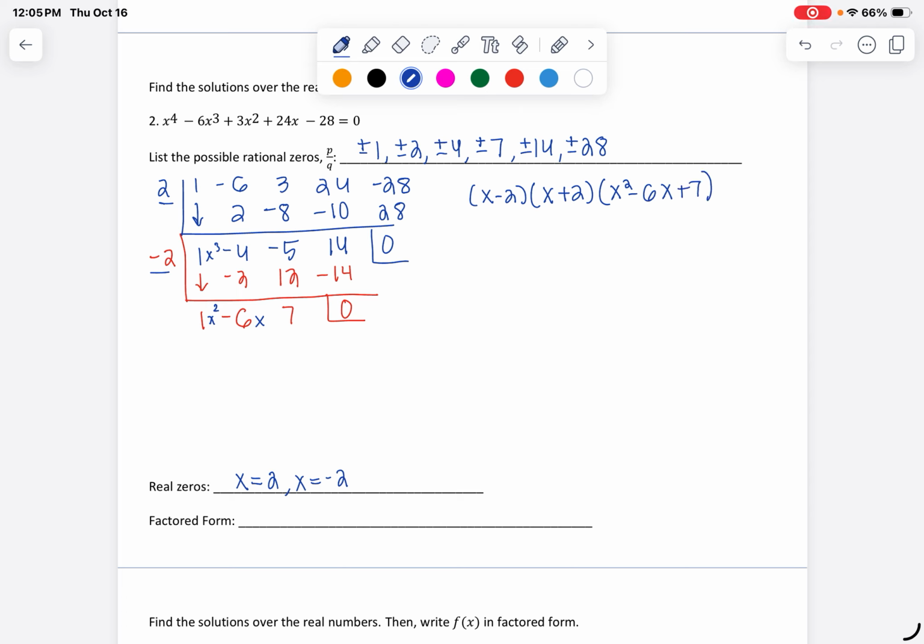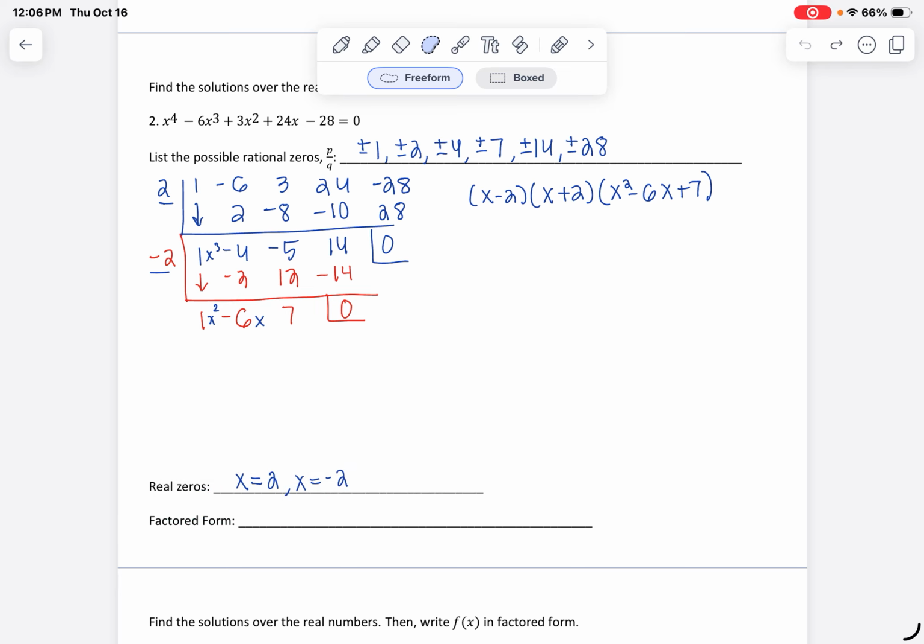Okay, so now I have to see if this is factorable so that I can factor that. So I'm looking for 2 numbers that multiply to give me +7 and add to give me -6. Which is not going to happen. 7 and 1 give me 8, and I can't make one of them negative, and -7 and -1 give me -8. So that's not going to happen. So this is my completely factored form. So I'm going to go ahead and copy and paste this. I can't factor that quadratic.